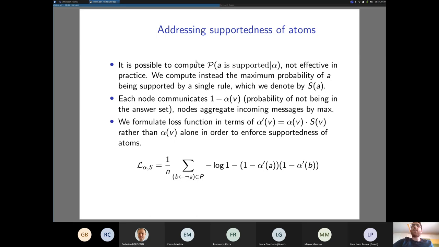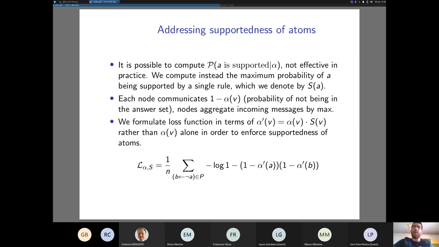And it was not effective because in the definition of supportedness, there is no mention of how many rules support an atom. So in order to overcome this problem, rather than computing this exact probability conditioned on a soft assignment, we compute the maximum probability of an atom being supported by a single rule, which we denote by S of A.